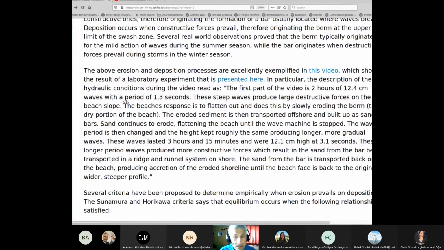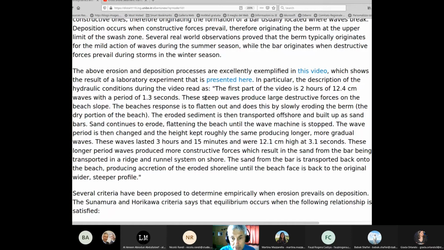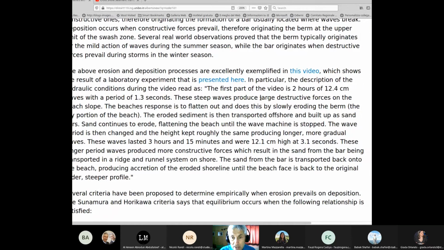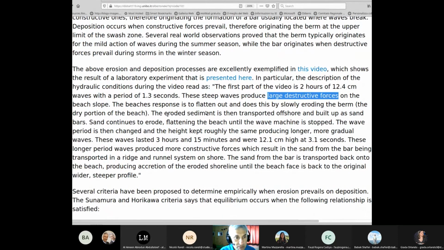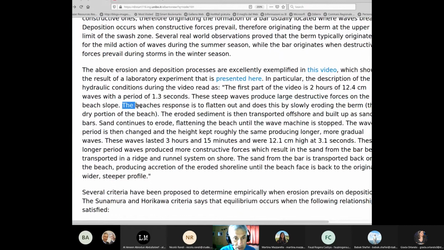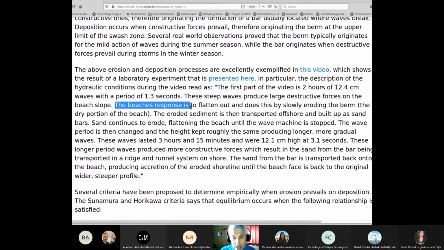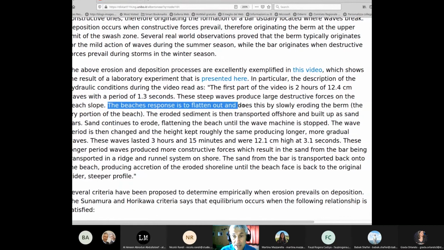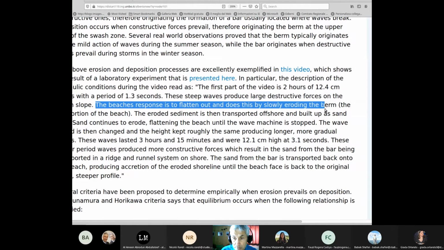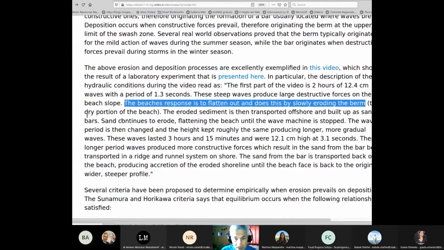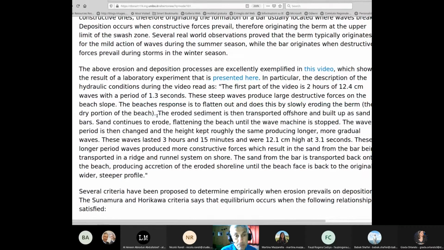So you see that the first part of the video is 2 hours of 12.4 centimeter waves with a period of 1.3 seconds. These steep waves produce large destructive forces. Destructive means erosion on the beach slope. The beach's response: the beach is flattening out, and basically it flattens by slowly eroding the berm. We will see in the video the dry portion of the beach. The berm, you can also call it the dry portion of the beach.